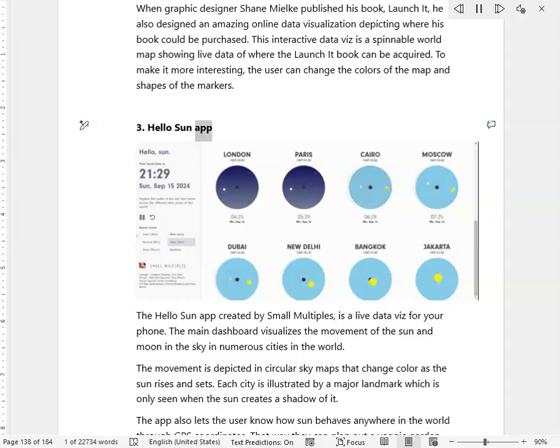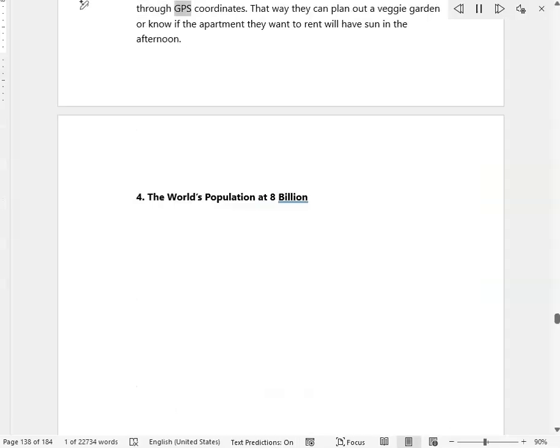3. Hello Sun app. The Hello Sun app, created by Small Multiples, is a live data viz for your phone. The main dashboard visualizes the movement of the sun and moon in the sky in numerous cities in the world. The movement is depicted in circular sky maps that change color as the sun rises and sets. Each city is illustrated by a major landmark, which is only seen when the sun creates a shadow of it. The app also lets the user know how the sun behaves anywhere in the world through GPS coordinates. That way they can plan out a veggie garden or know if the apartment they want to rent will have sun in the afternoon.